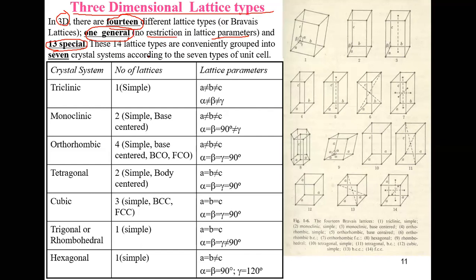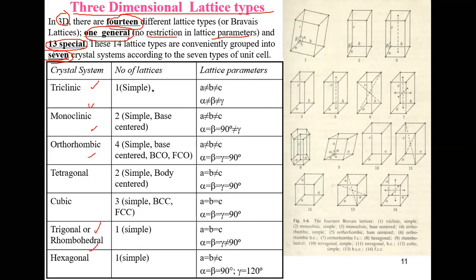These 14 Bravais lattices are conveniently grouped into 7 different crystal systems, so you should remember that. We have 7 different crystal systems. These are triclinic, monoclinic, orthorhombic, tetragonal, cubic, trigonal (rhombohedral), and then hexagonal.